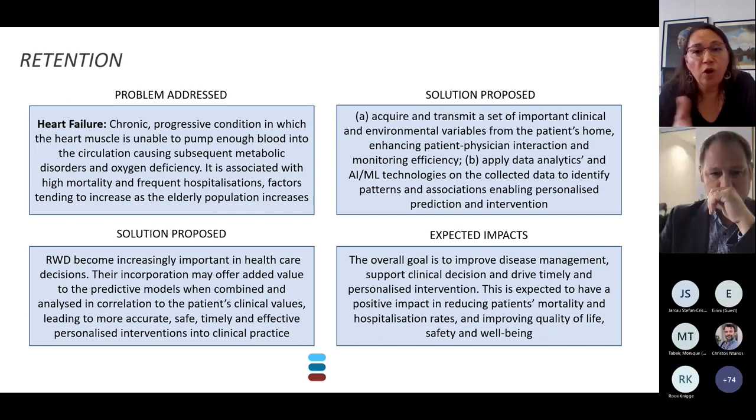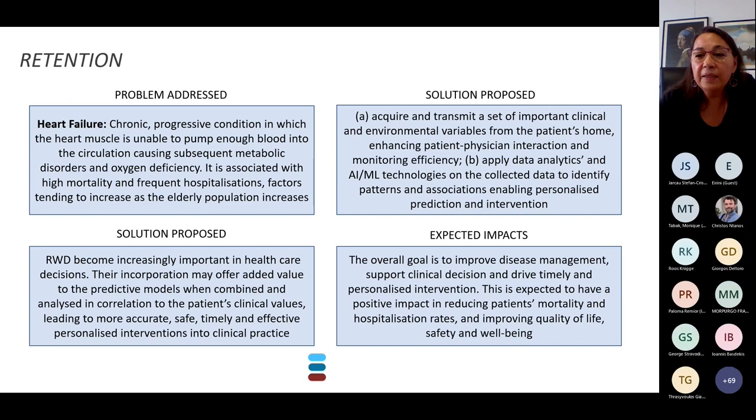I have not made a specific reference to the partnership in the project, and this is probably my mistake. But in the chat, you can see the link of our website, so you can see more details about the partnership, the countries, the hospitals, and the technical teams that are involved in the implementation.